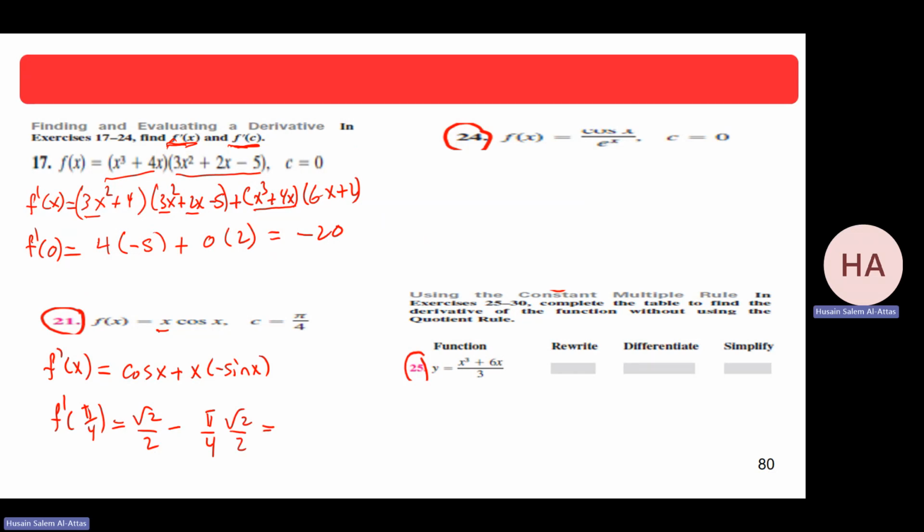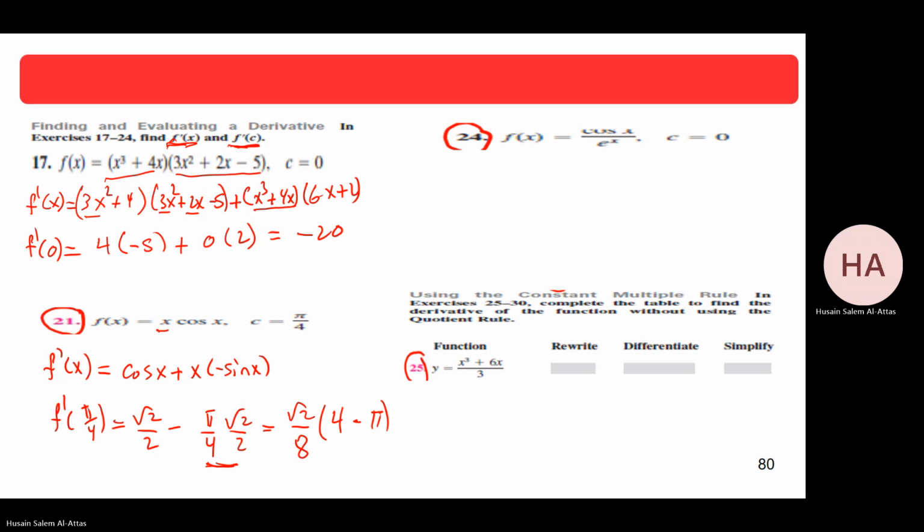So the result will be what? Square root 2 over 2 times, or I can make it square root 2 over 8 here. So that will give me 4. Okay, I'll take the common denominator as 8. That will be 4 square root of 2. Then I take 4 minus pi. Okay.